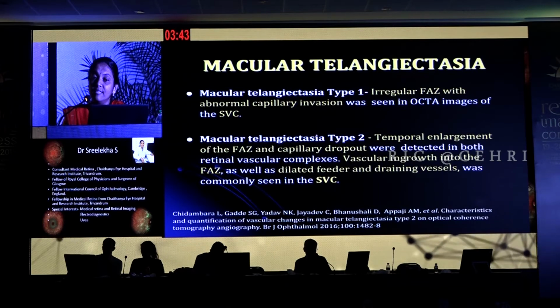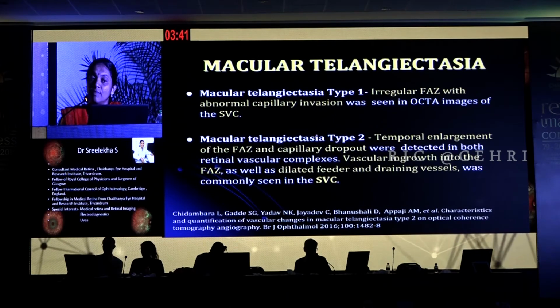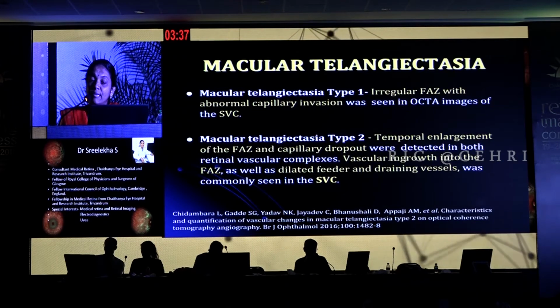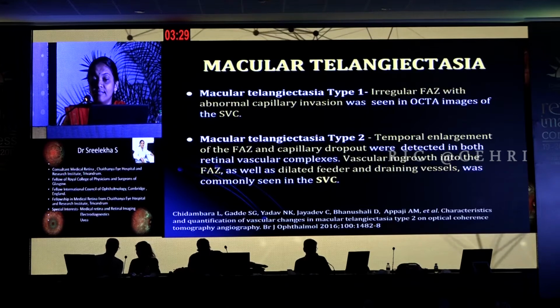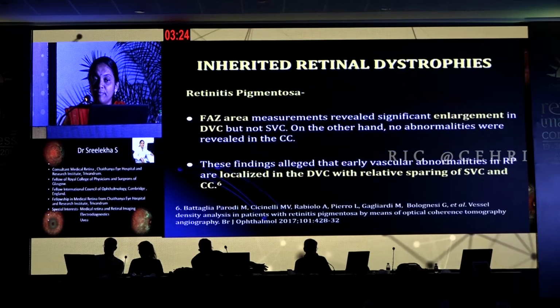In type 1 telangiectasia, irregular FAZ with abnormal capillary invasion was seen in OCTA in the superficial vascular complex. In type 2 MacTel, temporal enlargement of the FAZ and capillary dropout was seen, with vascular ingrowth into the FAZ as well as dilated feeder and draining vessels in the superficial vascular complex.